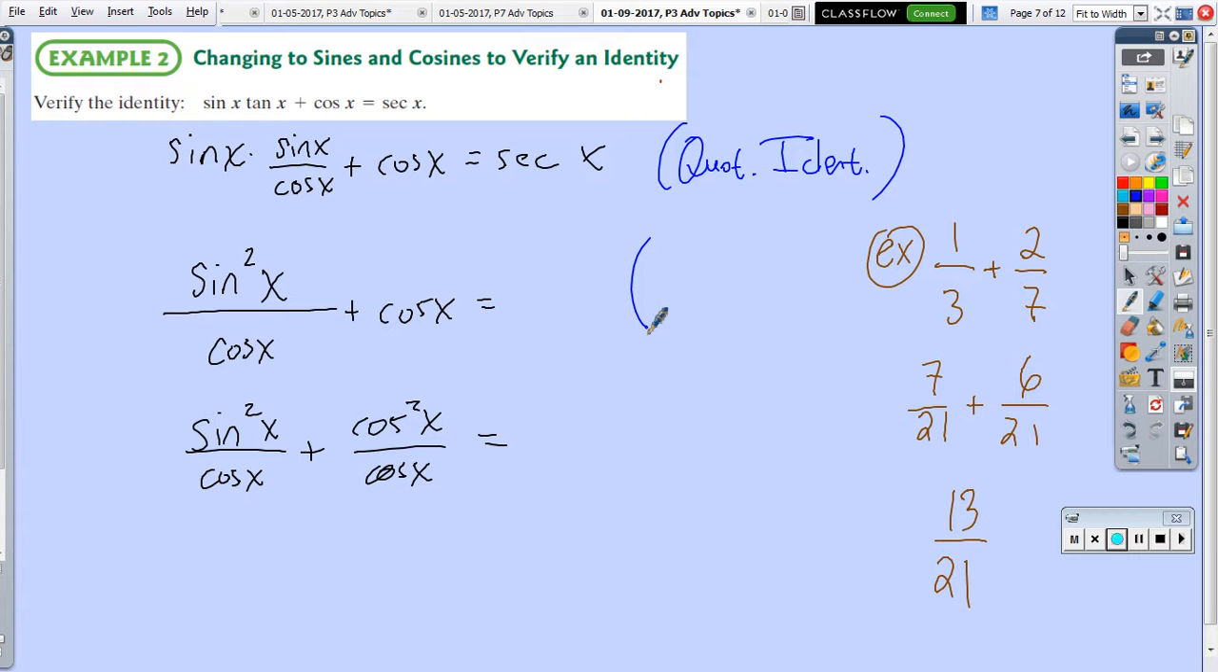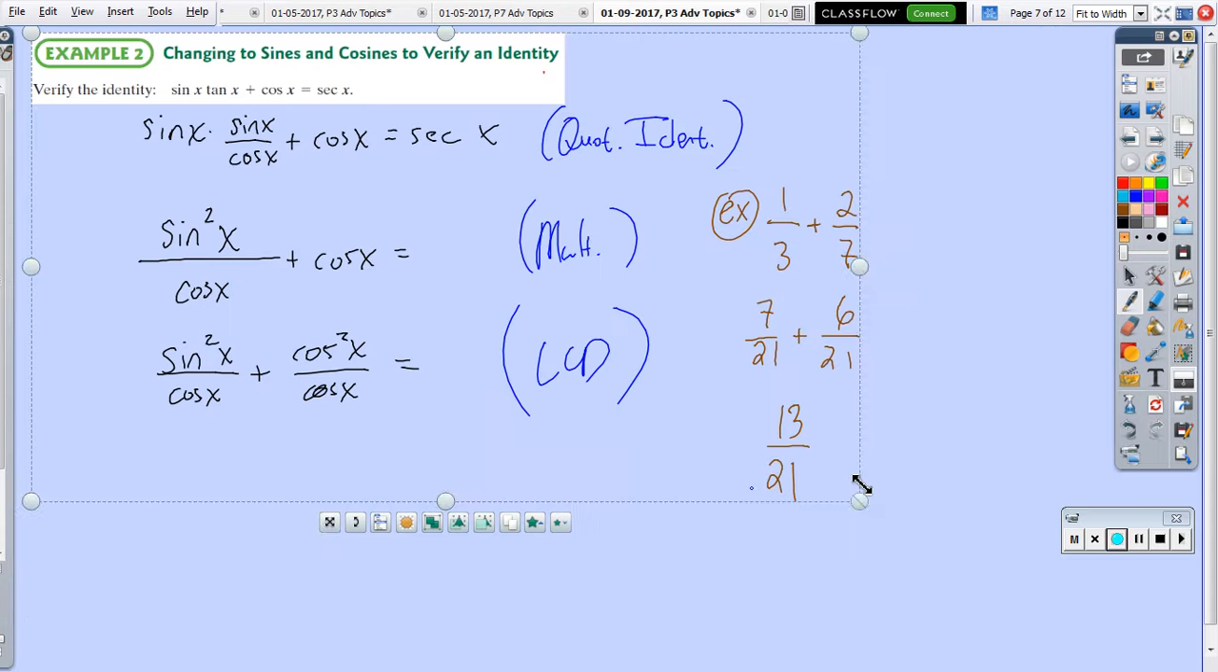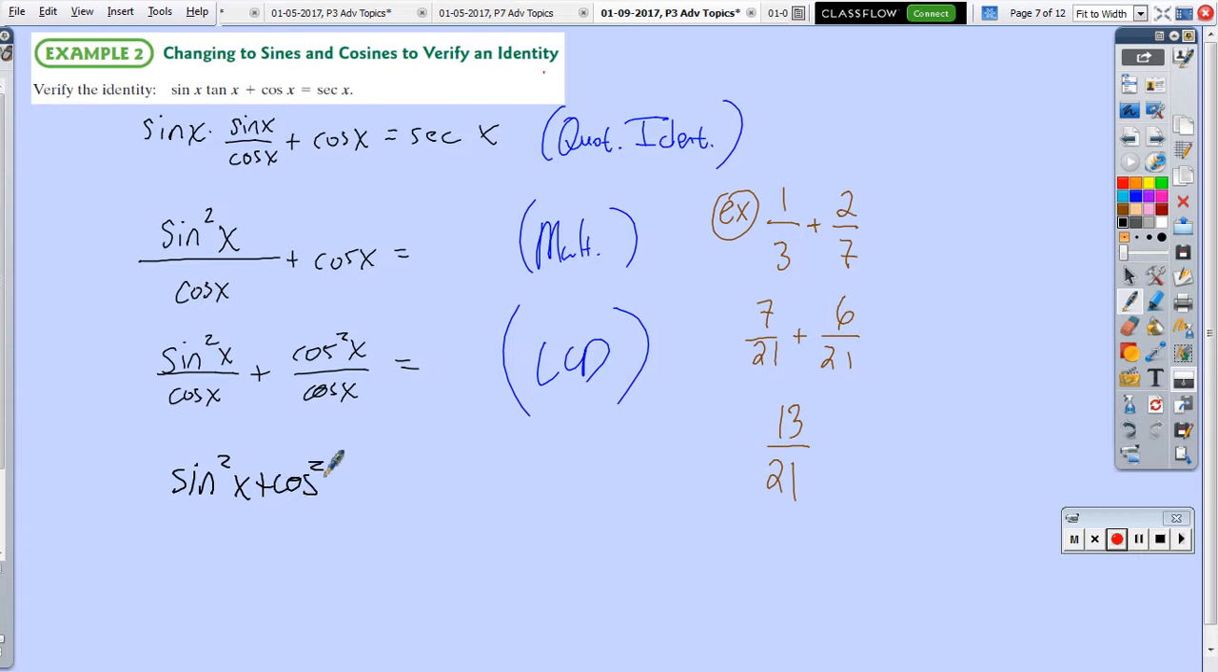you can put multiply fractions. You have to write that aside. Multiplication, yeah, justification, that's good. And then LCD, I'm fine with that. Least common denominator is cosine of x of these two fractions. And then we put them together. So we put this together as one, so it's sine squared x plus the cosine squared x all over the cosine of x is equal to the right-hand side. This is just addition of fractions. You just write addition, that's fine too.